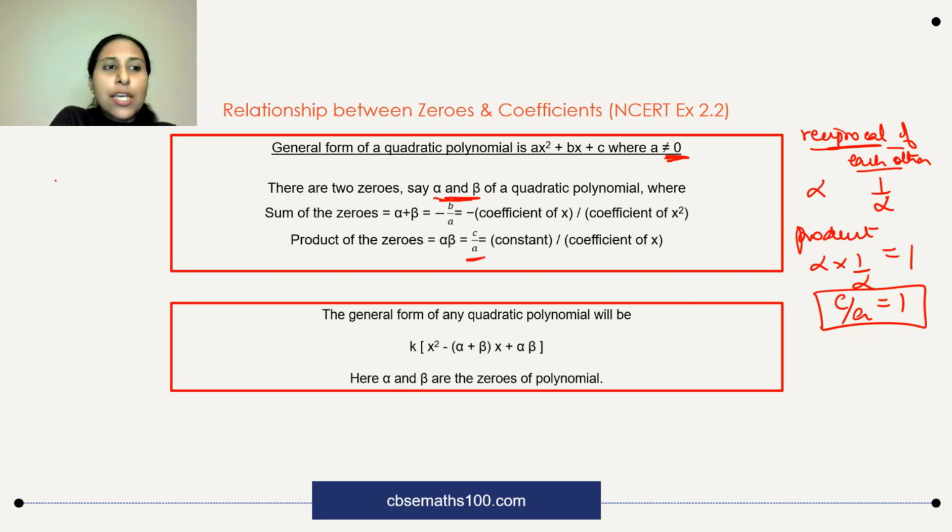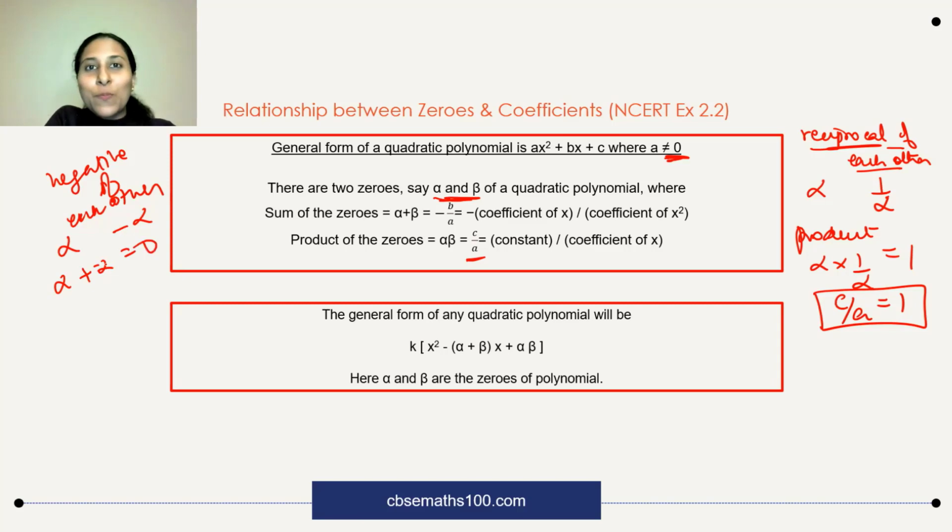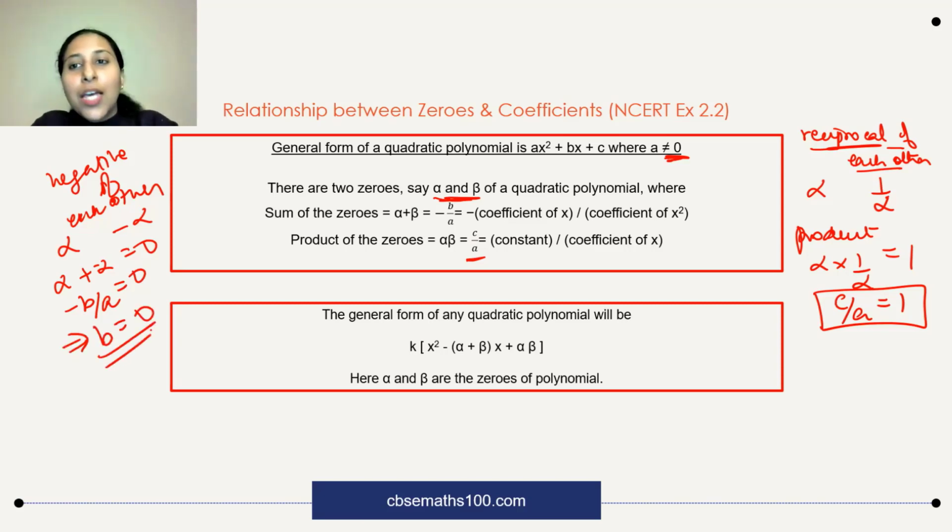In case the zeros are negative of each other, if one zero is alpha, the other zero will be minus alpha. In this case, the sum of zeros is equal to 0. Sum of zeros equal to 0 means minus b by a is equal to 0, or simply b must be 0. The x coefficient has got to be 0 in case the zeros are negative of each other. So remembering these 2 points can help you with certain questions.